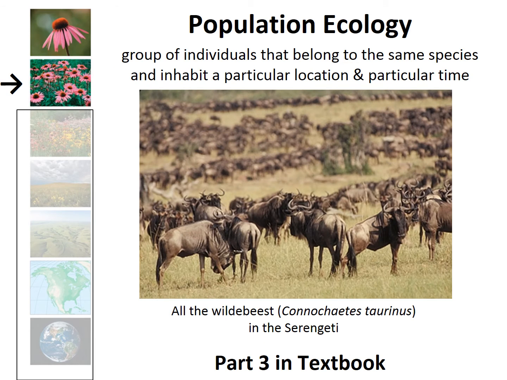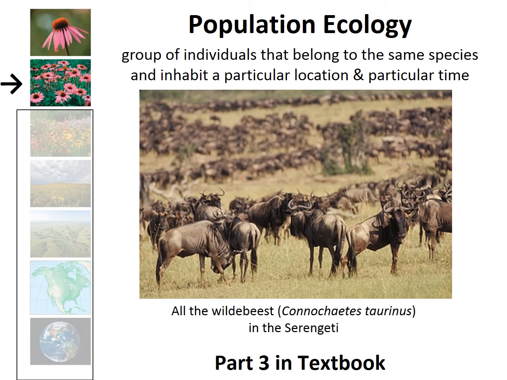The next level of ecology is population ecology. A population is a group of individuals that belong to the same species and inhabit a particular location and a particular time. This level of ecology is covered in part 3 in your textbook, so if you want to look there and see what topics and concepts are covered in that section of the text. Mostly what population ecologists examine have a lot to do with numbers.